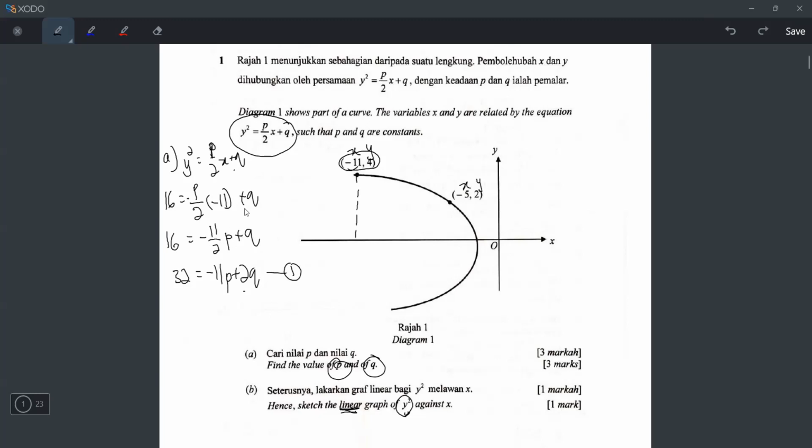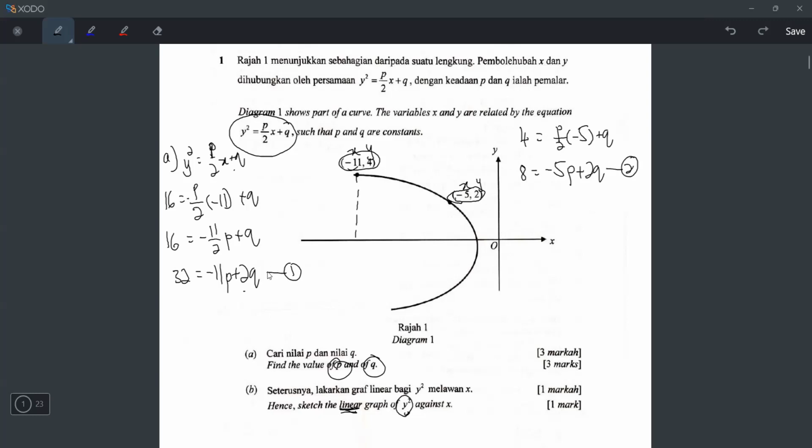And now I will repeat the same steps, but this time I will use the other point. Okay, I can also substitute this point, right? Because the curve passes through. So the y is 2. So what happens when I substitute 2 inside here? It will be 2 squared, which is 4, equals to p over 2x plus q. And for the x, I will substitute negative 5. And now what I will do is take everything times 2 because I want to remove the fraction. 2 times 4 is 8. Times 2 will be negative 5p because when you take this over 2 times 2, the 2 and 2 can cancel. And then q times 2 is just 2q. And this is my equation 2.